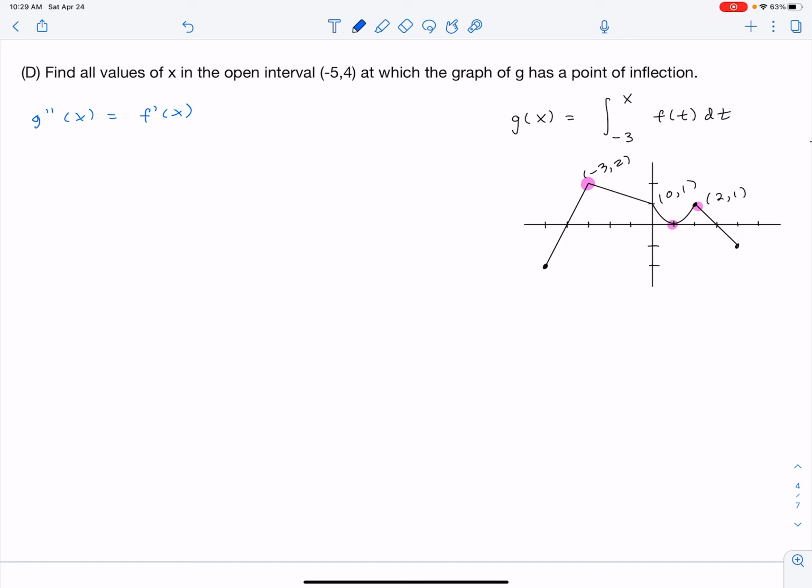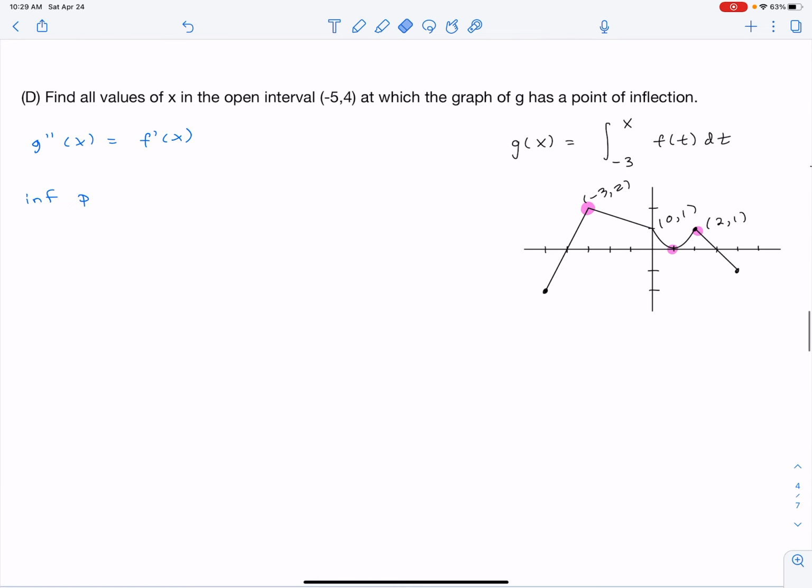So my answer would be, now this one doesn't ask for justification, which is kind of weird. I kind of feel like they should. I am going to put a justification here, but they didn't ask for it, so you would not get taken off. All you would have to say is inflection points occur at x equals, it looks like, -3, 1, and 2.